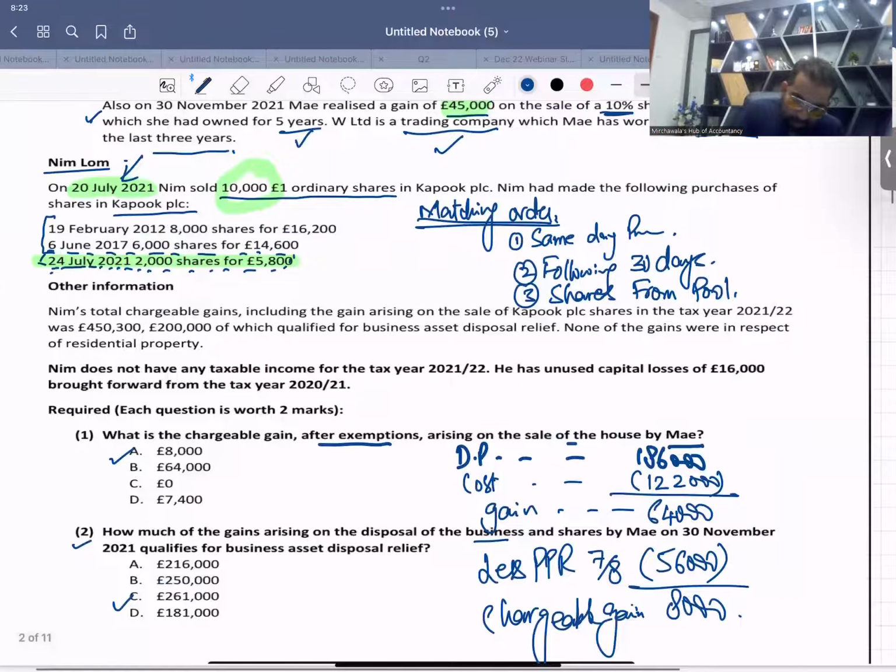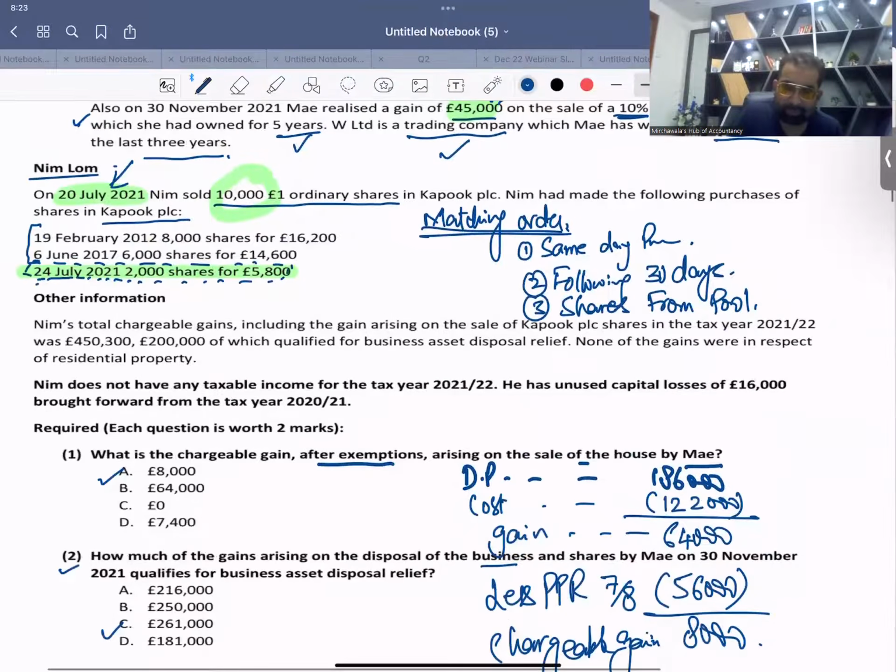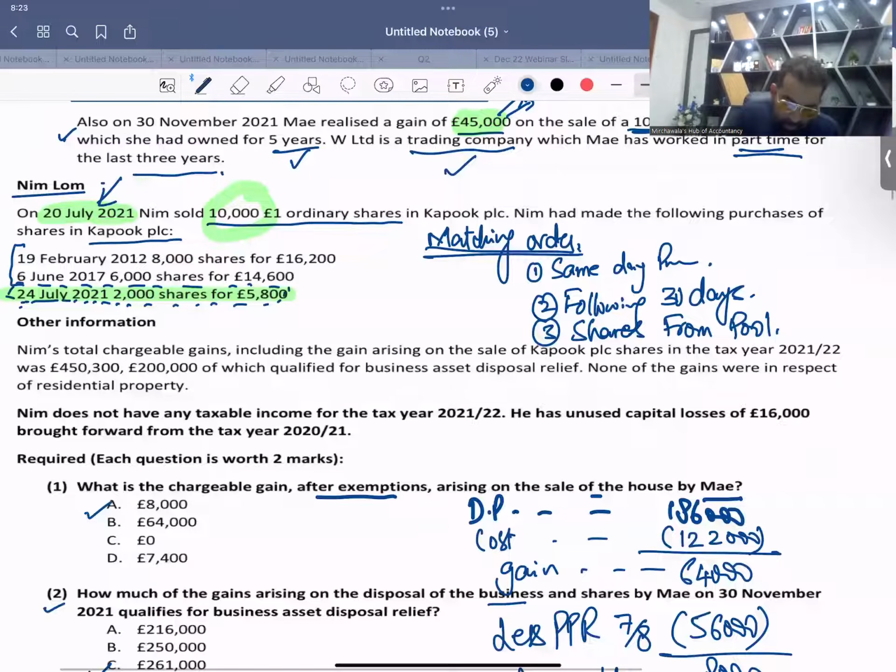Now come to other information. Please, students, come to other information. We are talking about Nim. Nim's total chargeable gains, including the gain arising on the sale of Kapuk PLC shares in the tax year 21-22, was 450,300. These were the total gains, of which 200,000 qualified for BADR, business asset disposal relief. None of the gains were in respect of residential property.